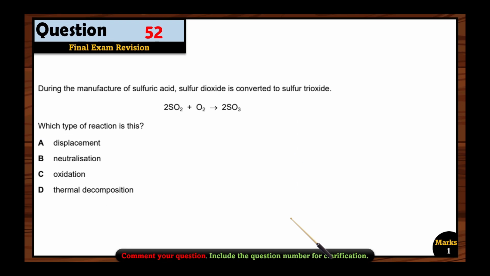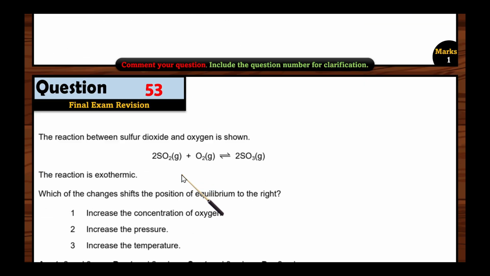Question 52. During the manufacture of sulfuric acid, sulfur dioxide is converted into sulfur trioxide. Which type of reaction is this? Displacement, no, nothing has been displaced from its place. Neutralization, of course not, it's not an acid-base reaction. Oxidation, yes, that option is right because oxygen is added here. So this is an oxidation reaction. Also not thermal decomposition because nothing has broken down. It's actually making up. So oxidation is the right option, option C.